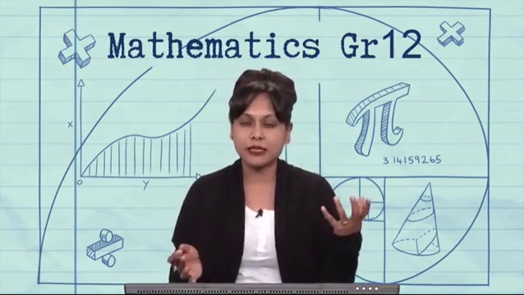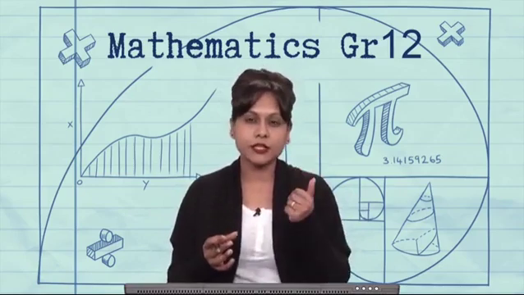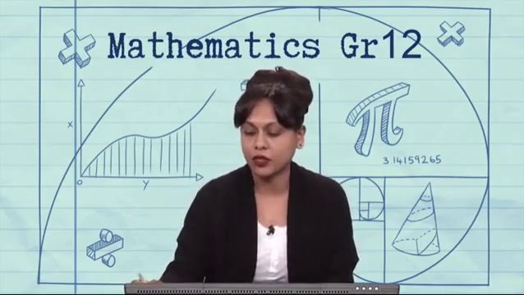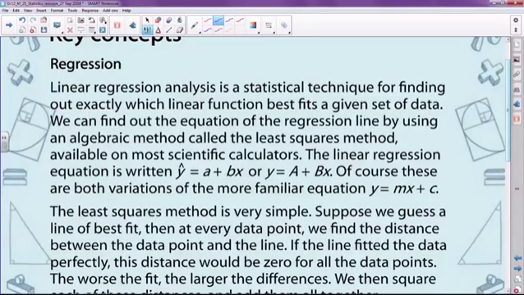We have gone through this in detail, of course, in previous lessons, but let's just remind ourselves for those of you who may have forgotten what regression is all about. Linear regression is a statistical technique for finding out exactly which linear function best fits a given set of data. We can find the equation of the regression line by using an algebraic method called the least squares method, which is available on most scientific calculators. If you are using a scientific calculator in your grade 12 exam, it should definitely be able to work out the line of regression.